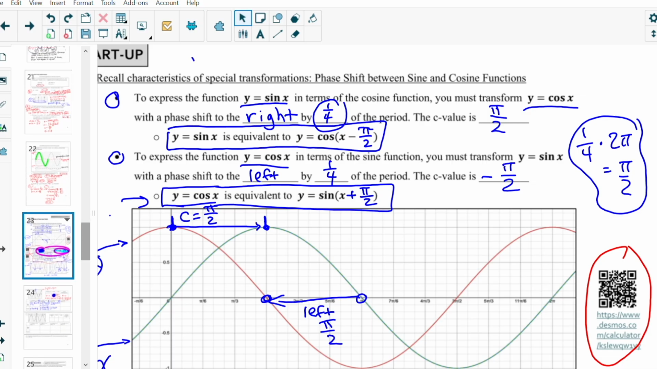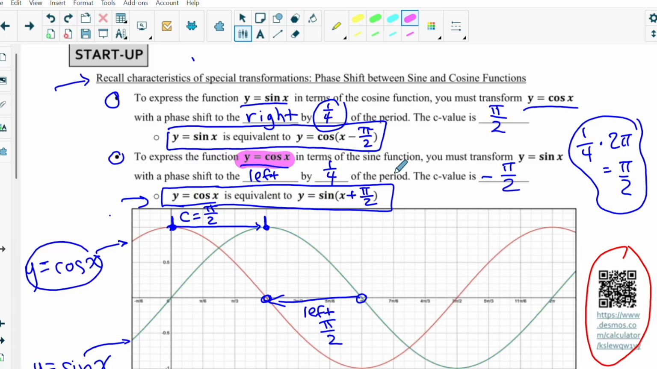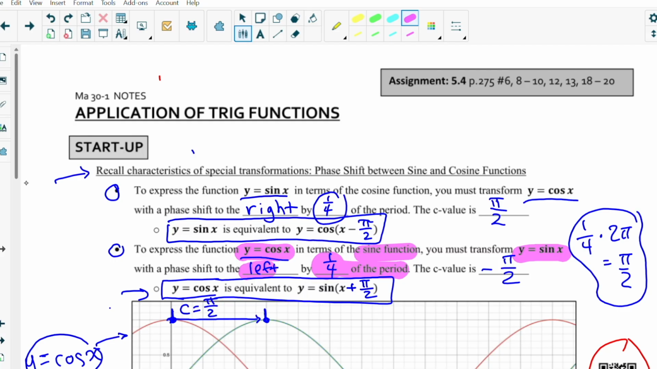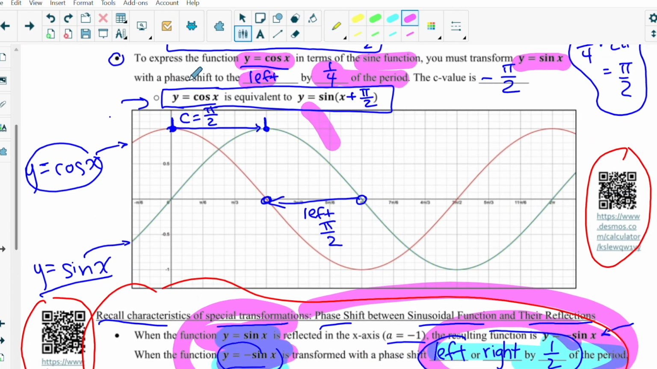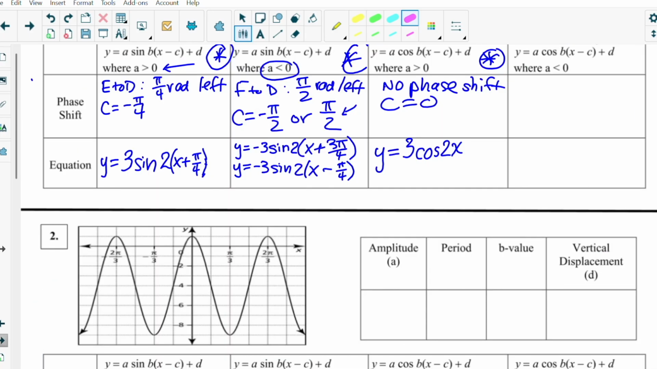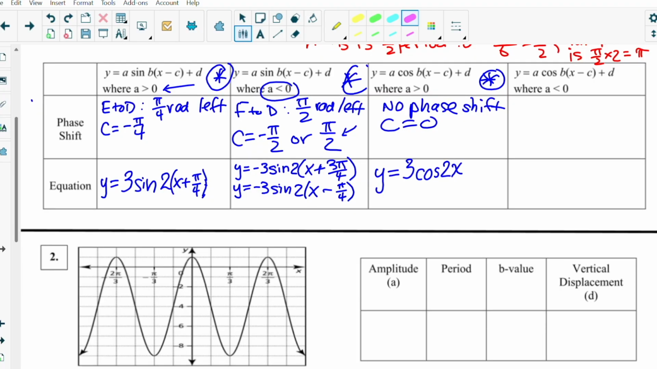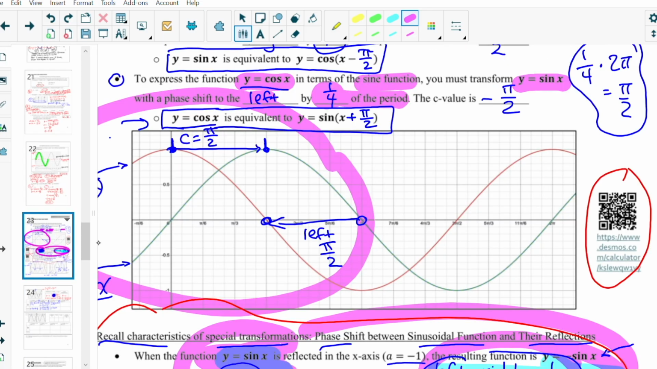Let me just highlight it here. To express cosine of x in terms of the sine function, you must transform the sine function with a phase shift left by 1/4 of the period. Okay, 1/4 of the period, right? Because we showed graphically why it's 1/4 of the period right here. So let's go back and see if that's the case. 1/4 of the period, and that's to the right. All right, let's just make sure.